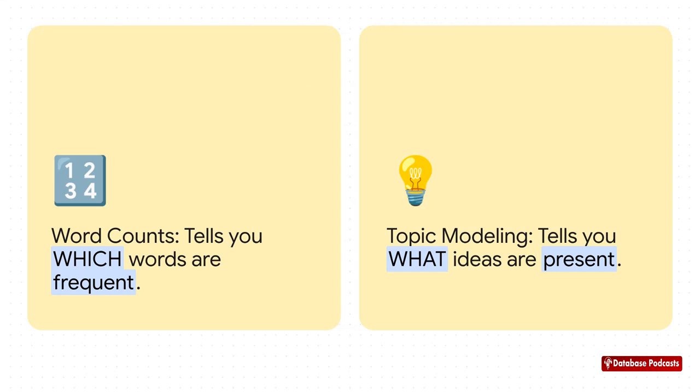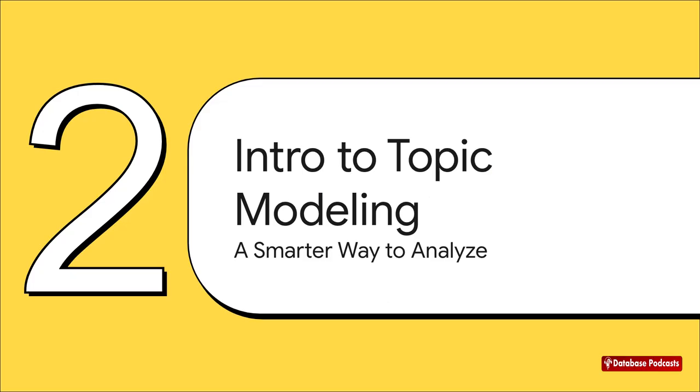Well, the most basic approach is just counting words, right? And that's okay. It'll tell you that the words delivery and late show up a lot. But it doesn't connect the dots. It doesn't tell you that those words are part of a bigger idea, a theme, like shipping problems. That's where topic modeling comes in. It doesn't just see words, it sees the ideas the words represent. So yeah, counting words only gets you so far before you hit a wall. So let's move on and introduce a much smarter way to figure out what's really going on in your text.